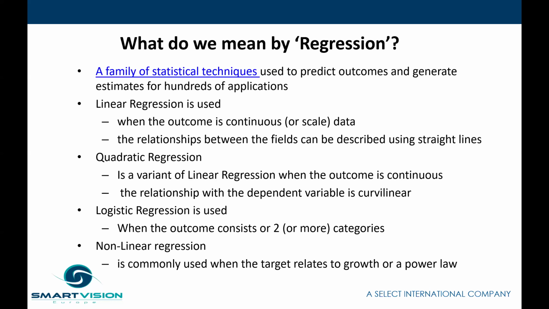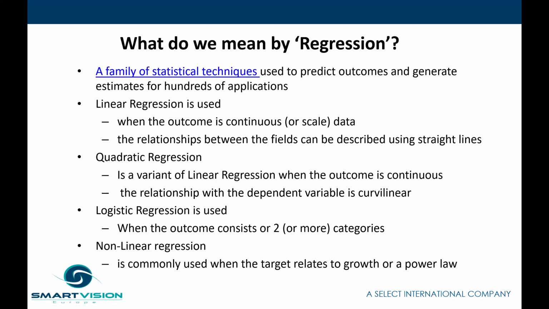Linear regression is used when the outcome is continuous or scale in nature. So it's a number, it's a value, it's the amount of something, it's revenue, or visitor numbers, or age, or performance on a test or something like that. And it models the relationships between fields using effectively straight lines.